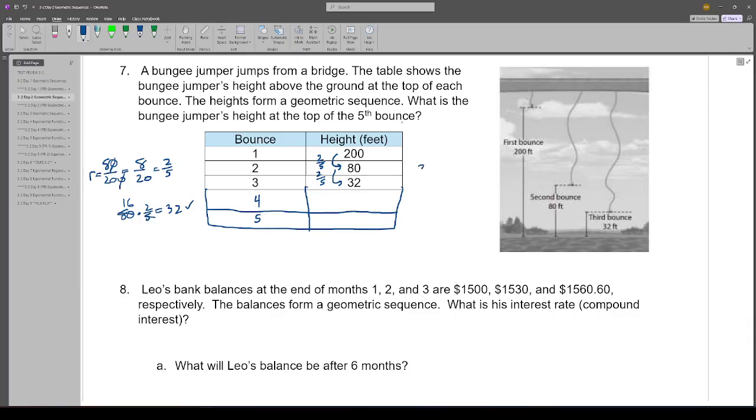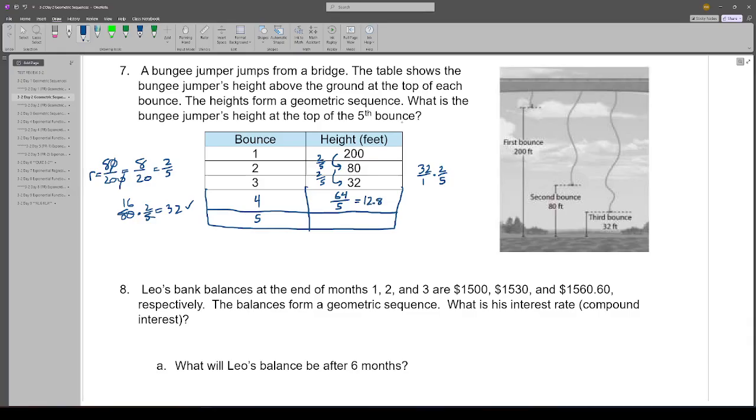So remember that 32 is the same as 32 over 1. So if we're multiplying by 2/5, the numerator will be 32 times 2. That's 64. And the denominator will just be 1 times 5, which is 5. If we wanted to simplify that, it would be 12.8. So we don't need to turn that into a decimal unless we're asked to.